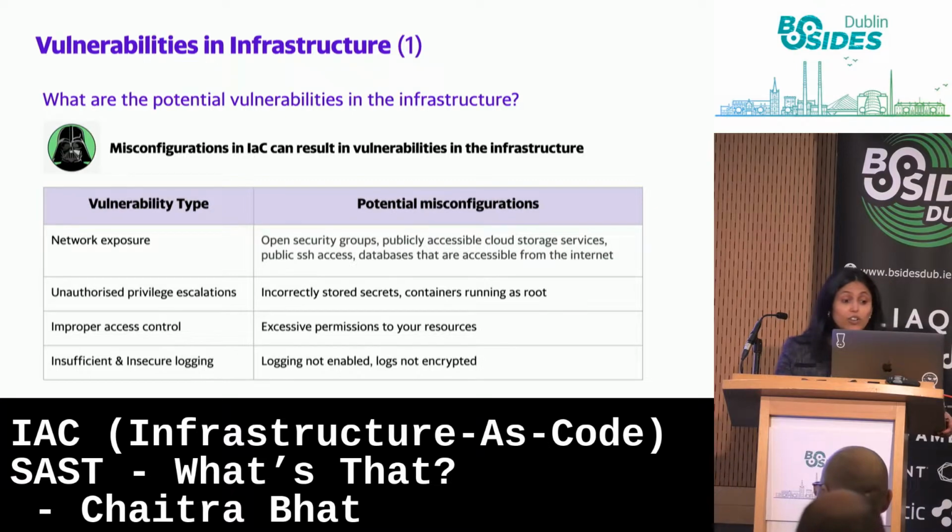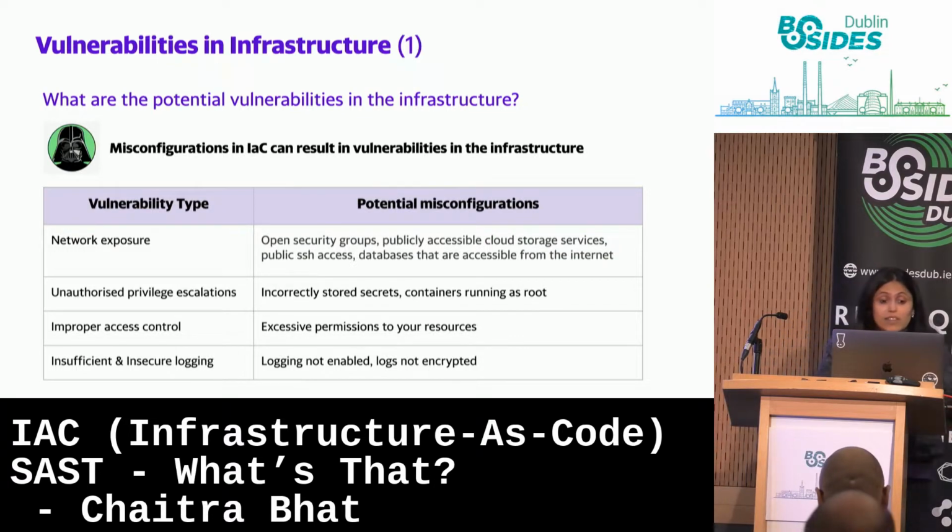And unauthorized privilege escalations can happen if you have not stored your secrets and your keys properly, or maybe you're running your containers as root. Or maybe you've given too many permissions to your resources, which could lead to improper access control. Or maybe you've not enabled logging at all on, say, your S3 bucket, and maybe your logs are not encrypted. So that's one of the OWASP vulnerabilities: insufficient logging and insecure logging.